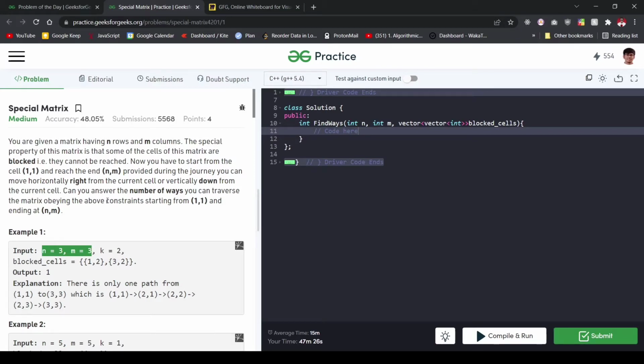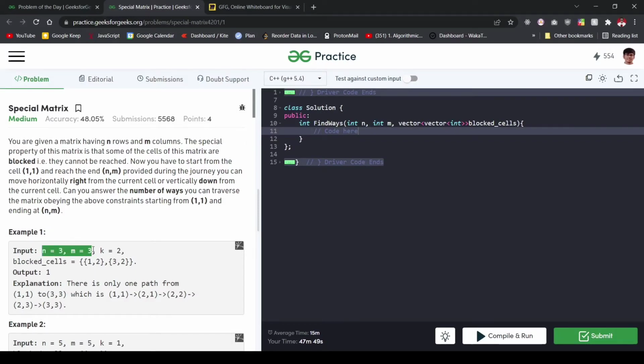Now given this information and given the condition that you are allowed to traverse the cells only in the horizontally right or vertically down direction, you have to find the number of ways that you can traverse the matrix from 1,1 and reach the ending at n,m. Now, in order to understand how we'll go over the problem, let's consider this first example.